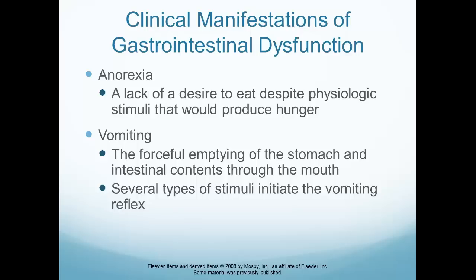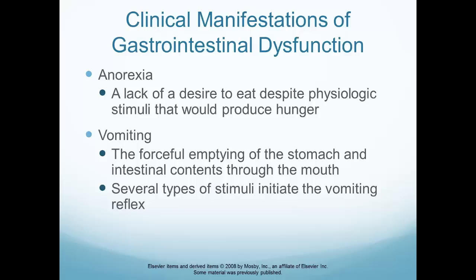And part of that reasoning is that when they eat, it's going to stimulate the colon. The colon is then going to contract and cause more pain. So it could be a combination thing here. They're trying to avoid pain that's causing the anorexia. However, we still call it anorexia for any etiology that's causing the lack of desire to eat.